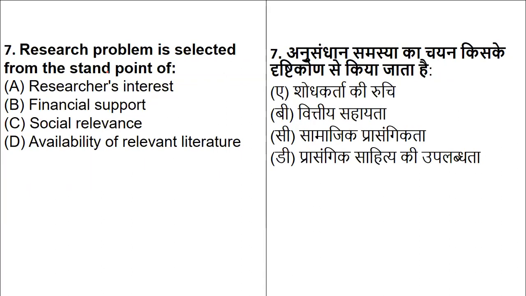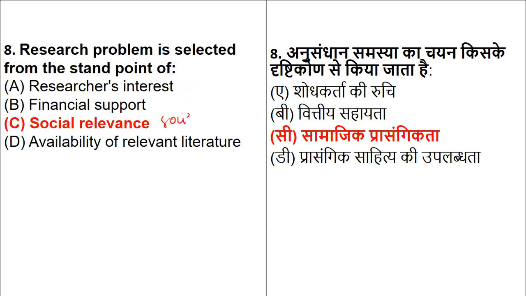Next, a research problem is selected from the viewpoint or standpoint of what? We know that the research problem itself is the first step of research. It's selected based on the researcher's interest, the financial support, social relevance, or availability of relevant literature. So when we talk about the research problem, it is based on social relevance, that is society. It is something which will definitely have some societal relevance, and based on that the research problem is selected.